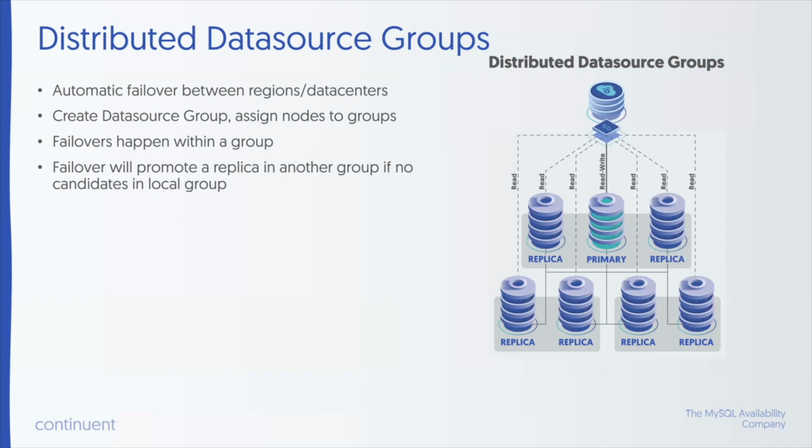Because of the way the distributed data source groups are set up, the individual groups could be in different data centers. So in the example in this diagram, the group with the primary and the 2 replicas could be in your US East data center. The other 2 groups could be in US West. They could be separated geographically as well. As I say, this is a new feature that came in 7.1.0.